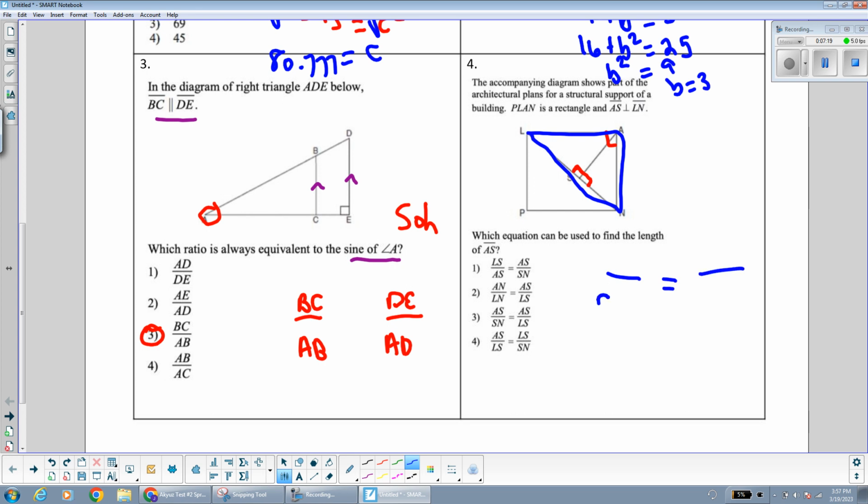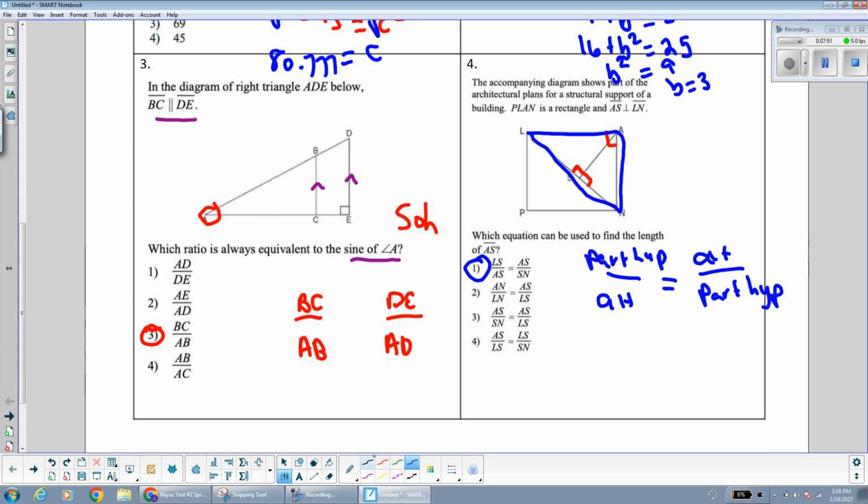Let's write down the rest of the altitude rule. The altitude is the mean proportional between each part of the hypotenuse of the big right triangle. So on the big right triangle over here, LS is one part of the hypotenuse, and SN is the other part of the hypotenuse. So these should be in the two other spots in the proportion if it's set up correctly. And look, LS is there and SN is there. So this one is correct.